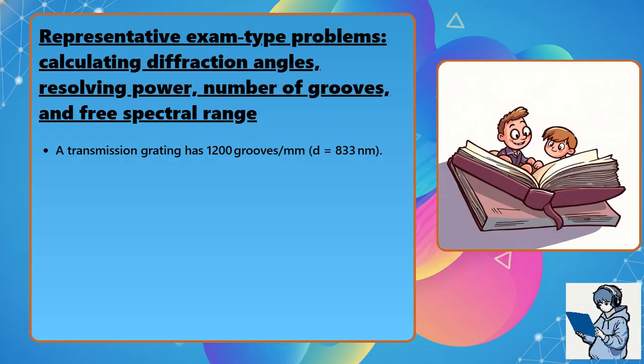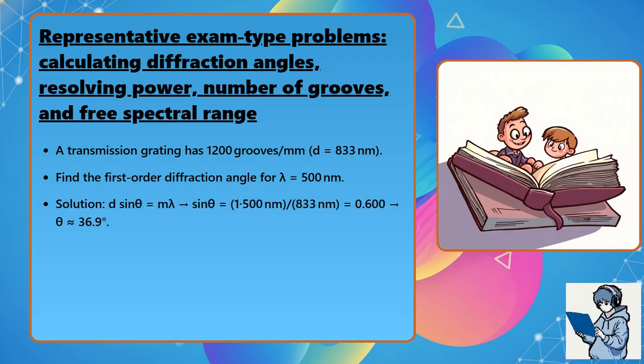A transmission grating has 1,200 grooves per millimeter. d equals 833 nanometers. Find the first order diffraction angle for λ equals 500 nanometers. d sin θ equals mλ. Therefore, sin θ equals 1 times 500 nanometers divided by 833 nanometers equals 0.60. θ is approximately 36.9 degrees.